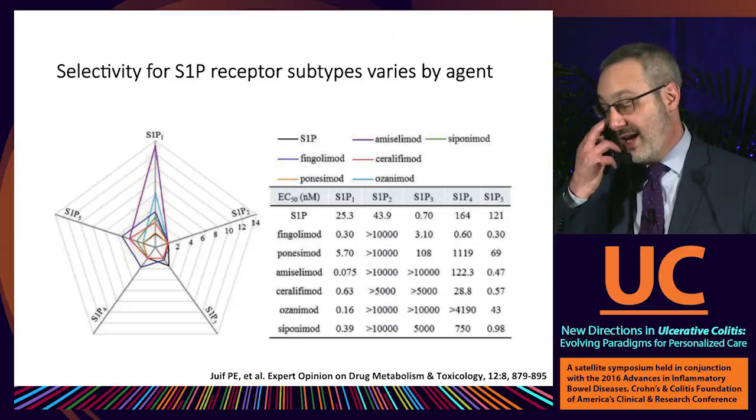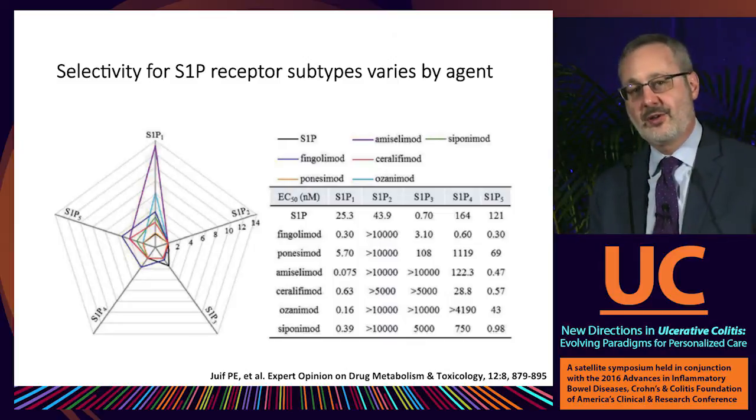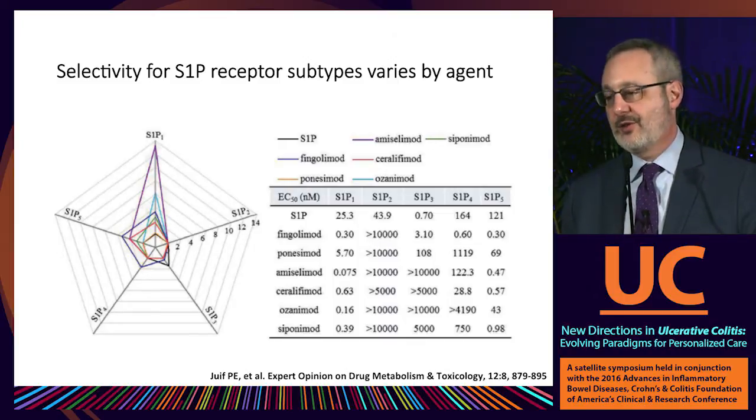There are other agents out there being studied of this sort, but what is unique about Ozanimod seems to be its predilection to bind to S1P1 rather selectively, as you can see in this diagram. The others may not be quite as selective.